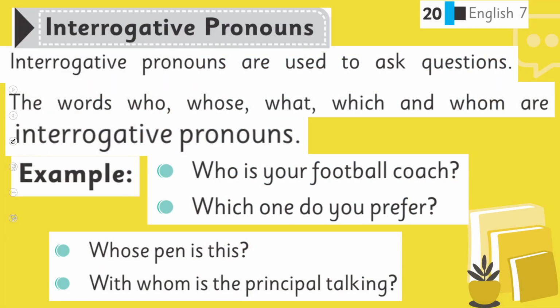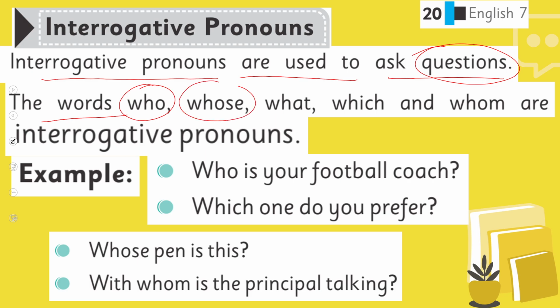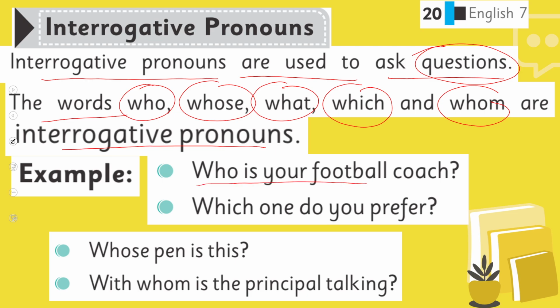My dear learners, if you remember, interrogative pronouns are used to ask questions. The words who, whose, what, which, and whom are interrogative pronouns, and they generally come at the very first word of the sentence. Let's look at an example. Who is your favorite coach? Who is your football coach?